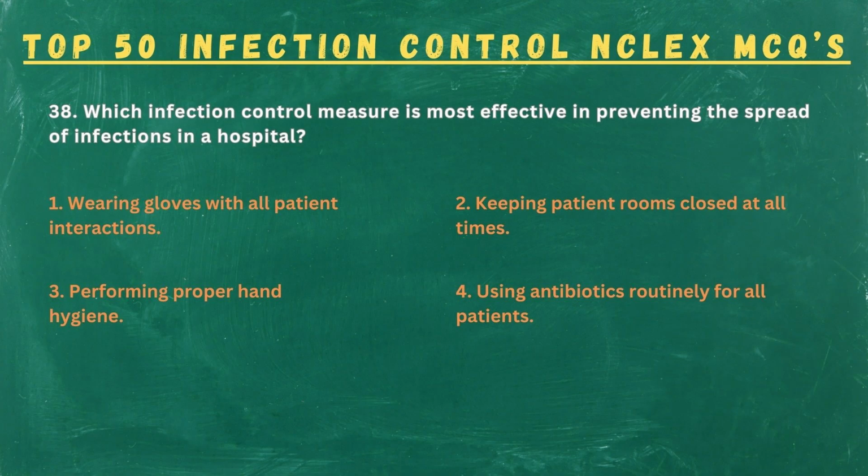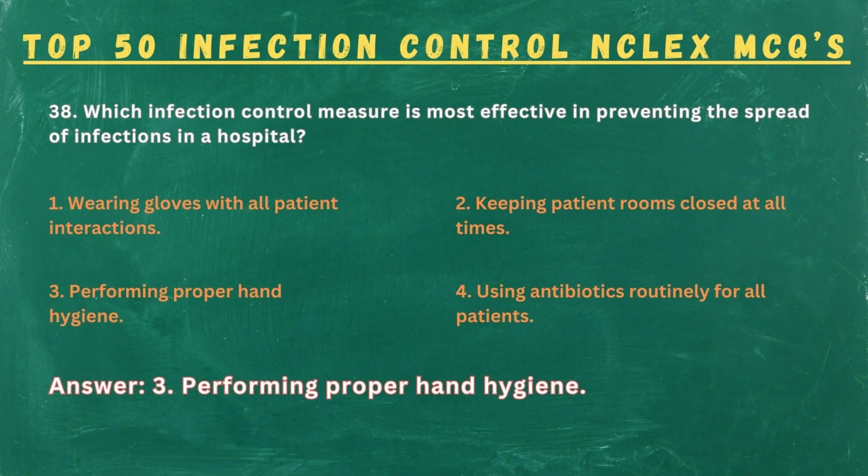38. Which infection control measure is most effective in preventing the spread of infections in a hospital? 1. Wearing gloves with all patient interactions. 2. Keeping patient rooms closed at all times. 3. Performing proper hand hygiene. 4. Using antibiotics routinely for all patients. Answer: 3. Performing proper hand hygiene.